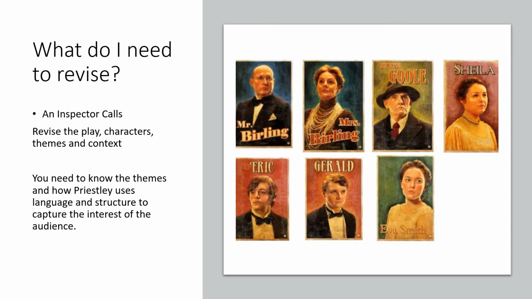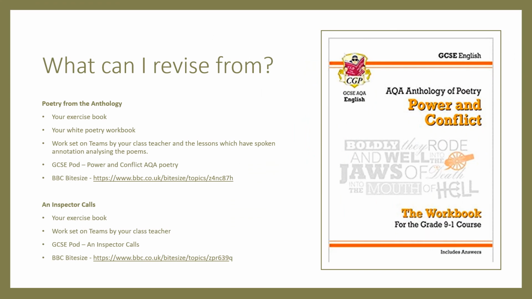The materials that students need to be able to revise from for the anthology include their exercise book. It would also be useful to have the white poetry workbook, which you can see in the image on the right of the slide. This workbook is supported by lessons on Teams, which have been voiced over by English teachers. We go through the poems, look at the language and the structure, and then answer the questions with students as they're using their workbook. You could also use GCSE Pod and make sure you're looking at Power and Conflict poems from the AQA exam board.